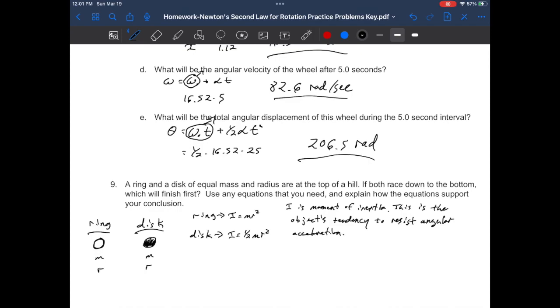So the disk has a smaller I. It's 1/2 of mr squared instead of mr squared. The disk has a lower moment of inertia. It will accelerate faster, and since it accelerates faster, it will reach the bottom of the hill first.